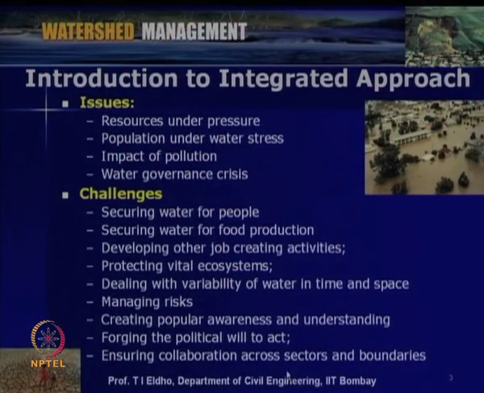Then ensuring collaboration across sectors and boundaries. As far as water is concerned, with respect to rain, even though we classify in terms of watershed or a particular river basin, many times we have to deal with a river passing through different areas, or with different sectors like the agriculture sector, environmental sector or forestry sector. So, one of the major challenges as far as the integrated approach is concerned is that we have to collaborate across sectors and boundaries so that we will have better management plans.